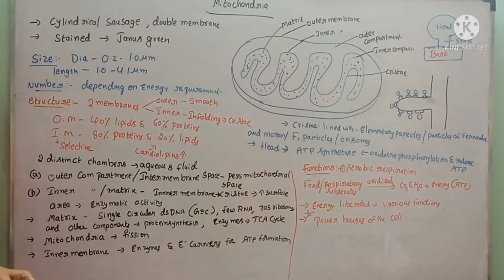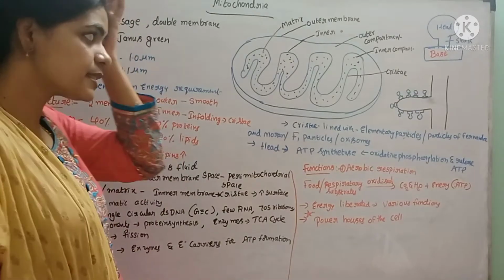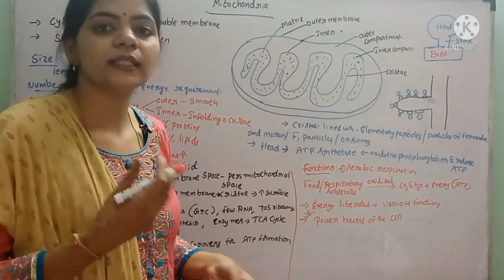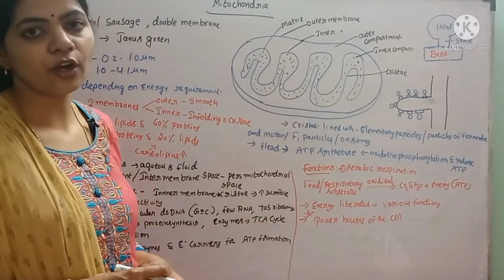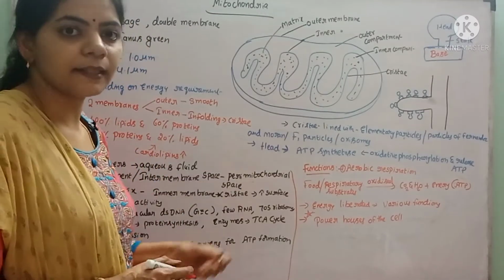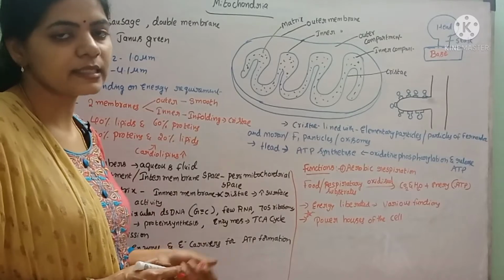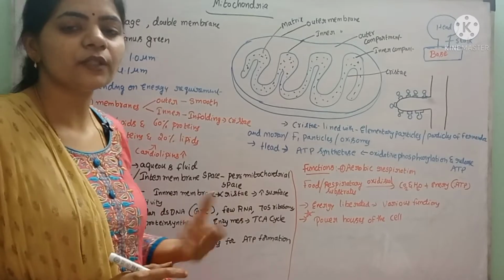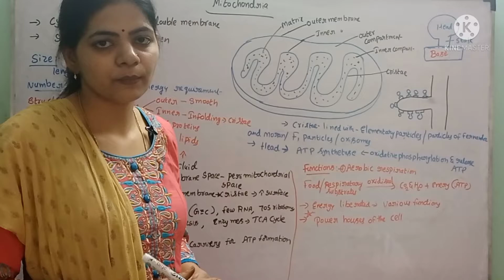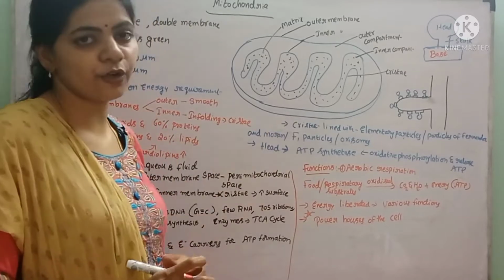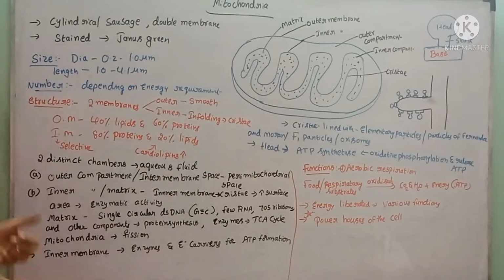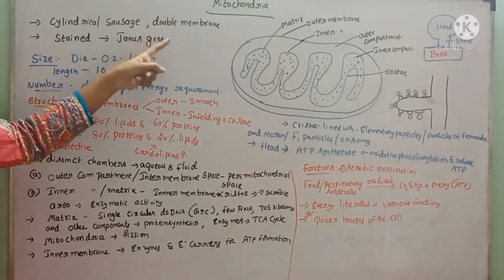And the number of mitochondria also varies from cell to cell, depending upon the energy requirement, because they are the powerhouses of the cells. They release energy, and in a cell that requires more energy, the number of mitochondria is also more. And if you see the structure of the mitochondria, it is a double membrane structure.